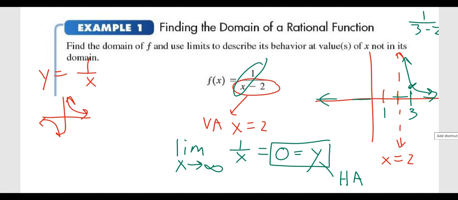Plug in 1. Tell me what you get. 1 over 1 minus 2. You get negative 1. So that's down here, which tells me that we're dealing with this. So we tested 2 points, and we were able to figure out what the shape was. We didn't need a calculator. We got our brains.